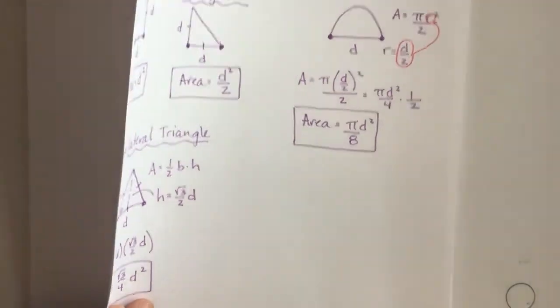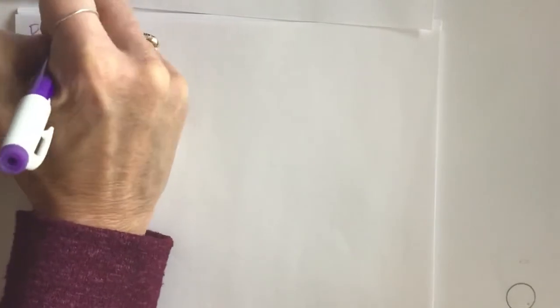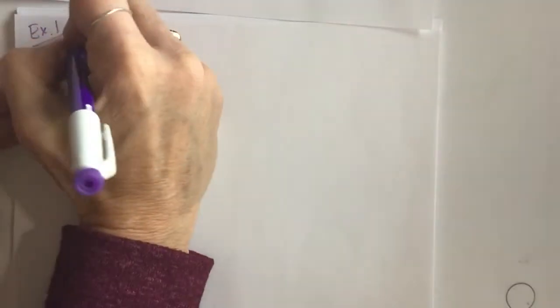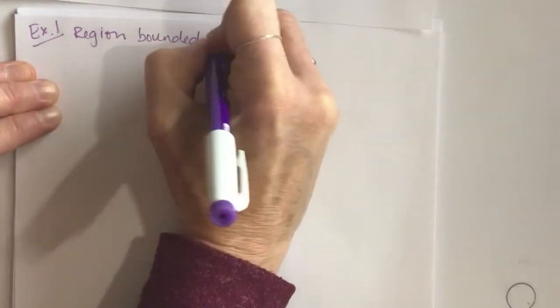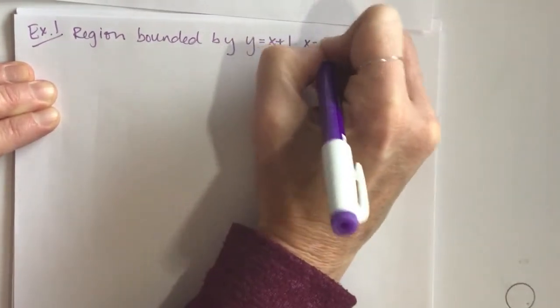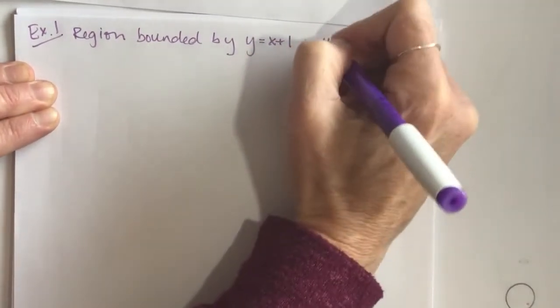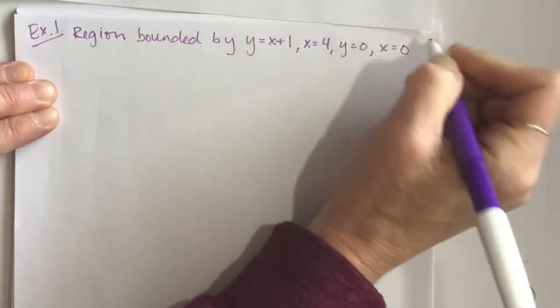Okay, let's do a quick example. Make sure you can see it. Example 1. Our region is bounded by y equals x plus 1, x equals 4, that's a vertical line, and then the x and y axis, y equals 0 and x equals 0, okay?